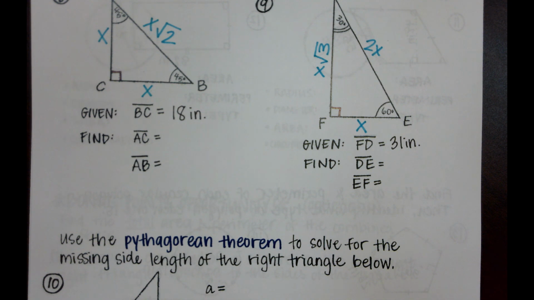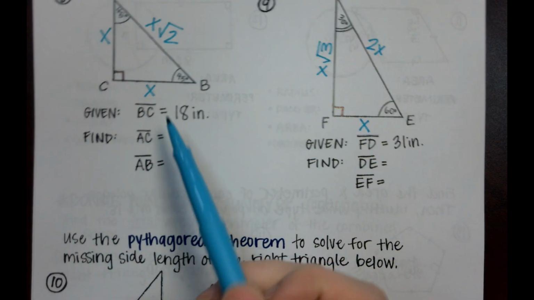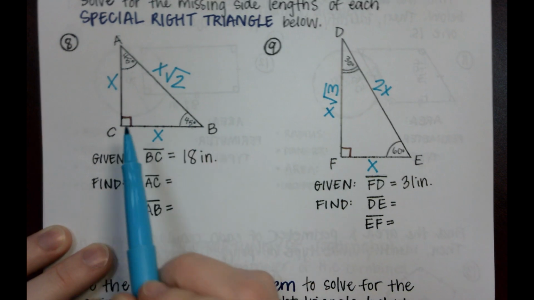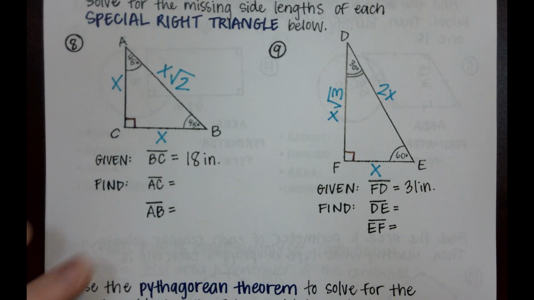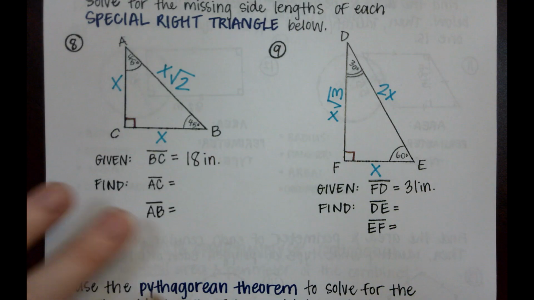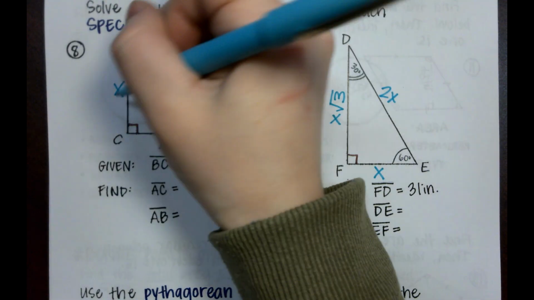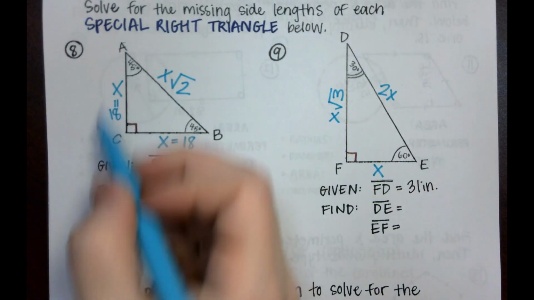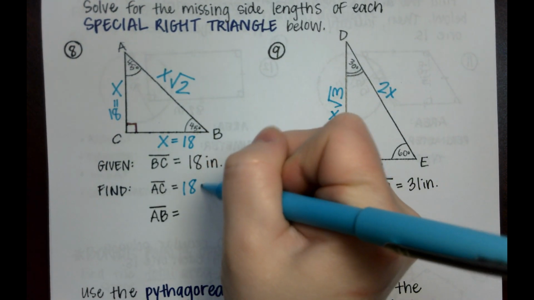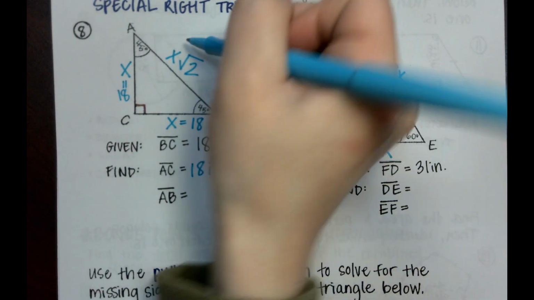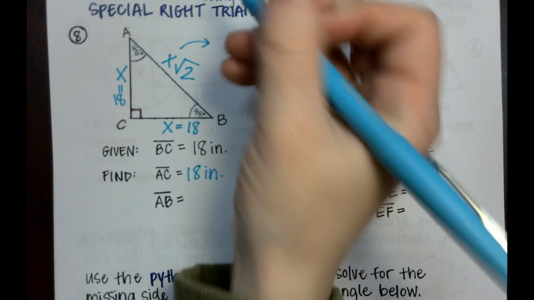Okay, so let's look at number 8. I know that from B to C, I have 18 inches. So that's the plain x, which means x is 18. AC is 18 inches too, so AC must also be 18 inches. Then to find AB, you just put it in the calculator as 18 radical 2. We already know what x is, so we can plug that in.